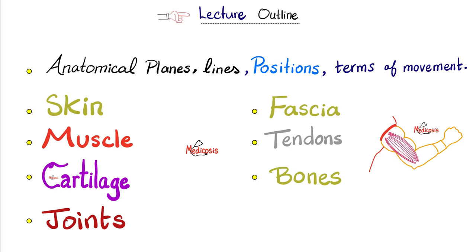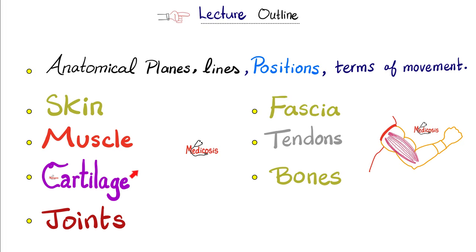So what are we going to talk about today? We'll talk about anatomical planes, anatomical lines, anatomical positions, and the terms of movement. We'll talk about the skin and the underlying fascia, including superficial fascia and deep fascia. We'll talk about muscles and the different types of muscles, such as skeletal muscles, smooth muscles, and cardiac muscles. We'll talk about the tendons of those muscles. We'll talk about the cartilage and the types of cartilage.